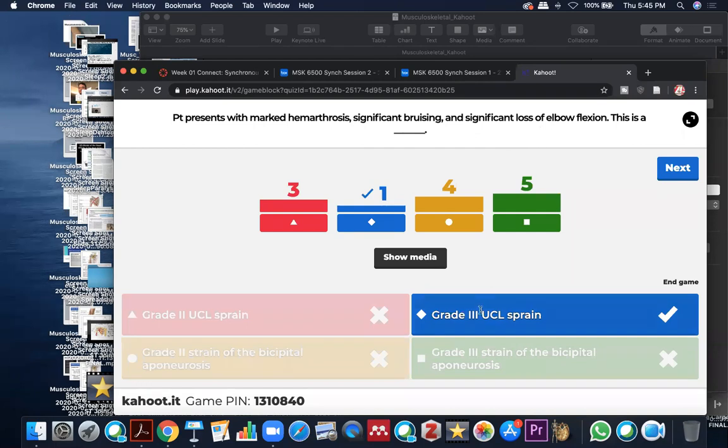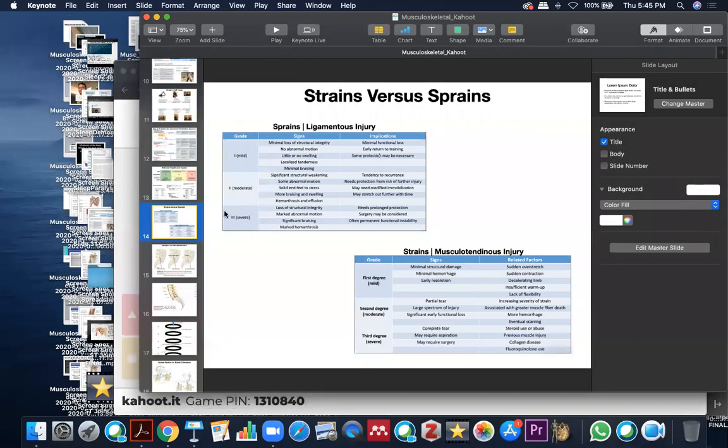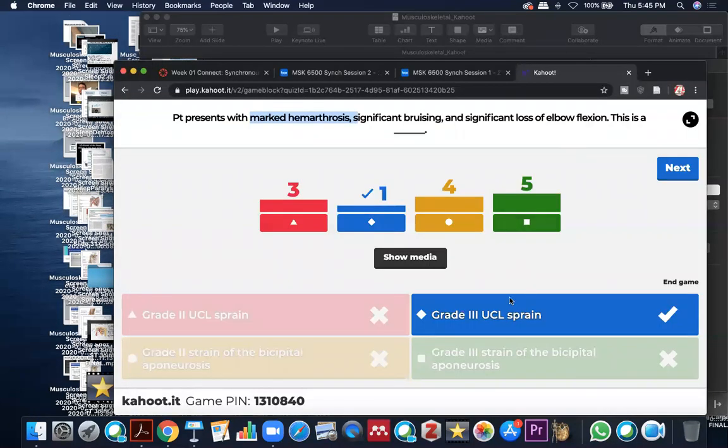I don't even know if this is clinically accurate. It's probably not. I just made the point of putting in a ligament and then a tendon, and then grades 2 and 3. So marked hemarthrosis and significant bruising are all going to be here, so grade 3 or severe. And it's a sprain because, looking at the choices, the UCL is the ulnar collateral ligament. So that's a ligament, and you would sprain a ligament, versus with strains, those are going to be muscles and tendons.